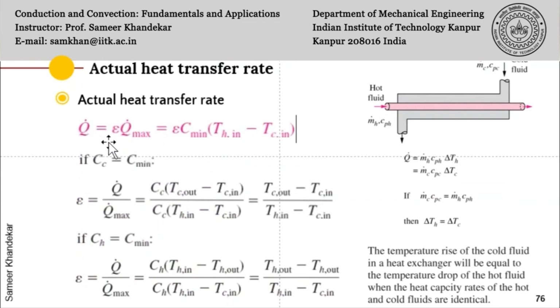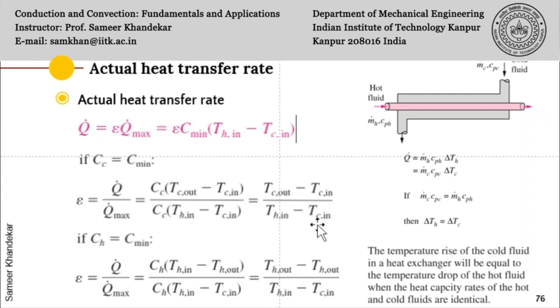The definition of effectiveness is that the actual heat transfer rate is effectiveness multiplied by the maximum possible heat transfer rate, which is equal to C_min into T_h,in minus T_c,in. So you get a definition of the actual heat transfer rate from such a system. Now naturally, if C_c is equal to C_min, then you will put the relevant quantity. The C_min has to be put corresponding to C_c, and therefore your effectiveness will become C_c into delta T cold divided by that Q dot max, which is C_c multiplied by T_h,in minus T_c,in.